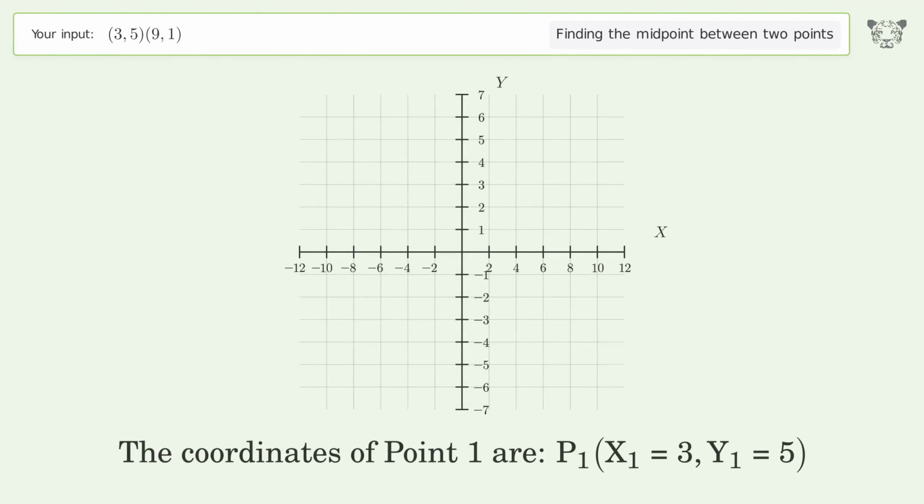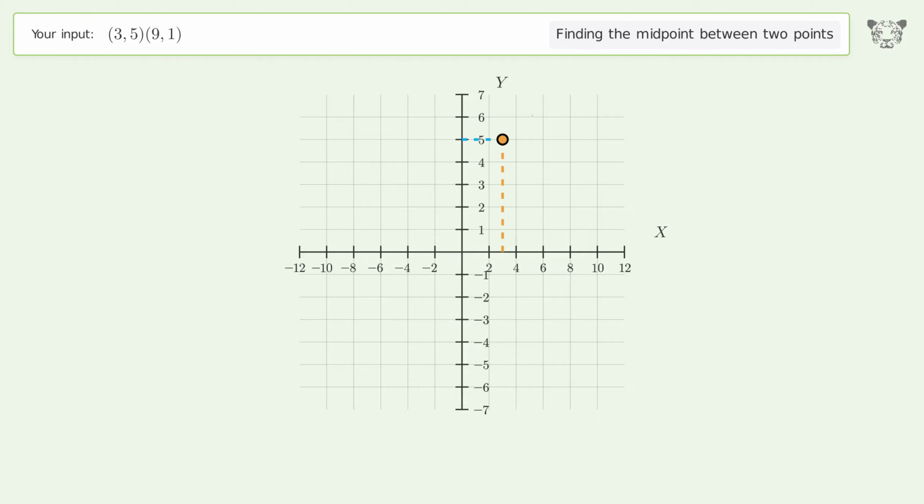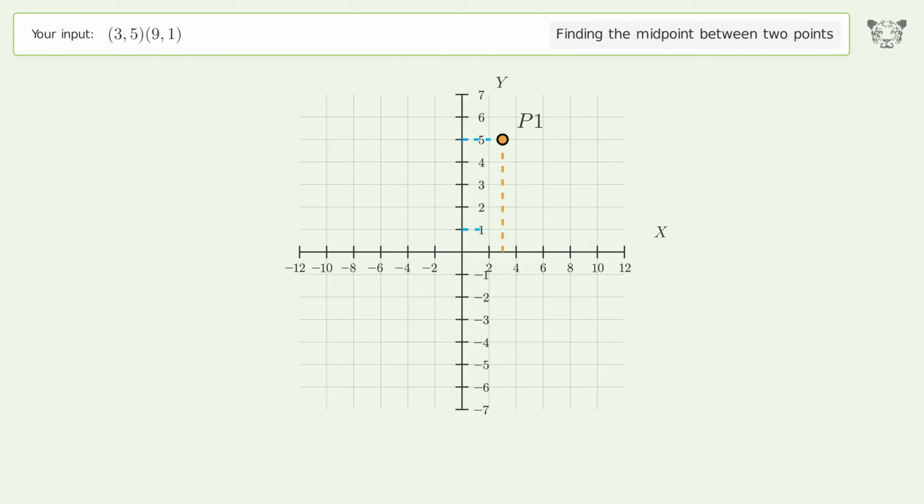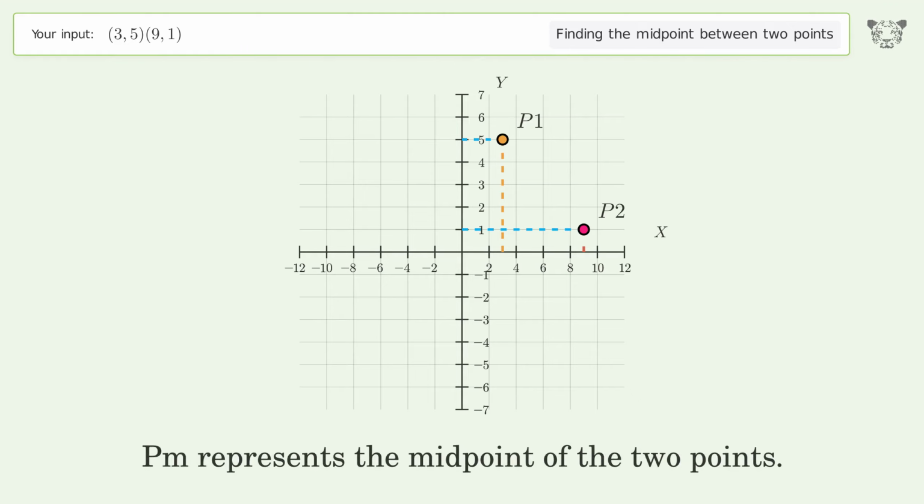The coordinates of point 1 are x1 equals 3, y1 equals 5. The coordinates of point 2 are x2 equals 9, y2 equals 1. PM represents the midpoint of the 2 points.